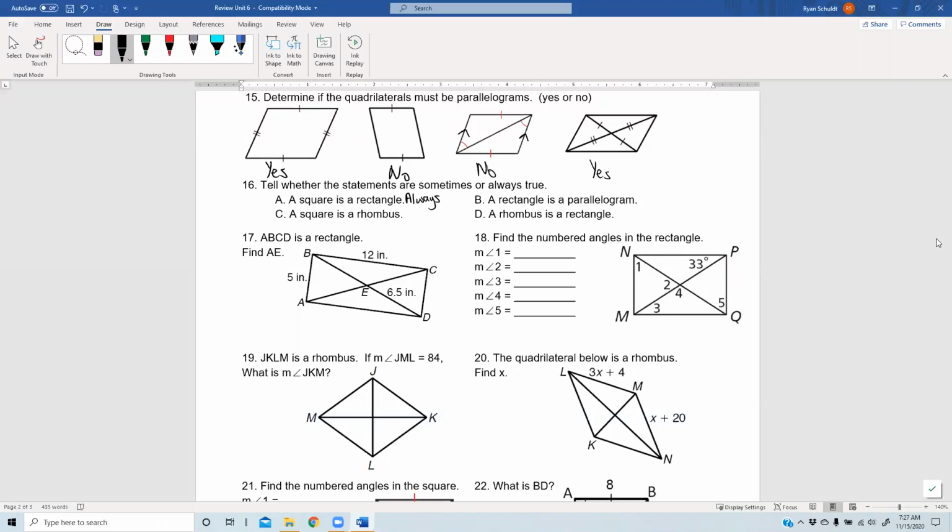A square is a rhombus. Yep, all day, every day. A rectangle is a parallelogram. All day, every day. A rhombus is a rectangle. Ooh. That can only happen if we have a square. So this is sometimes.